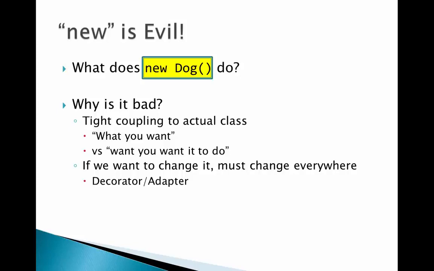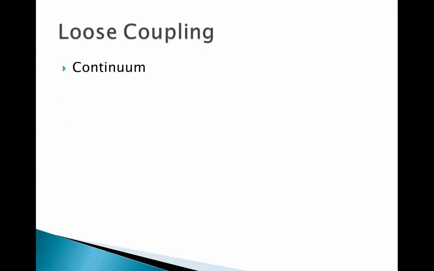Now, let's say, for example, that we wanted to decorate or adapt this, and we're going to talk about those patterns next month. If we want to tweak the behavior of the dog or change something to make it look like a dog, we have to go and actually change the new for every place there. If we wanted to create an instance of a subclass, like let's say instead of a dog, we had a fluffy dog, we'd have to, again, go to every place and change it. So it kind of locks us down.